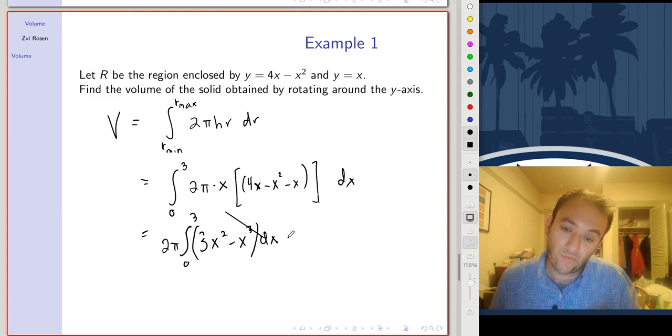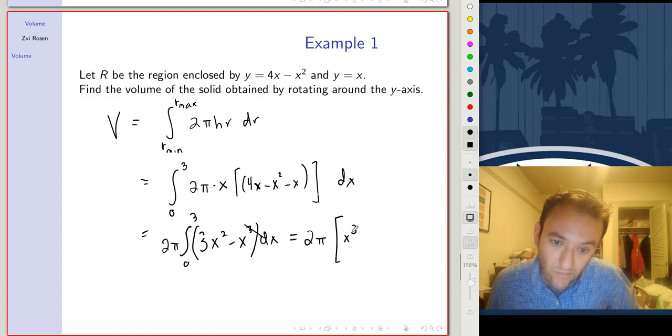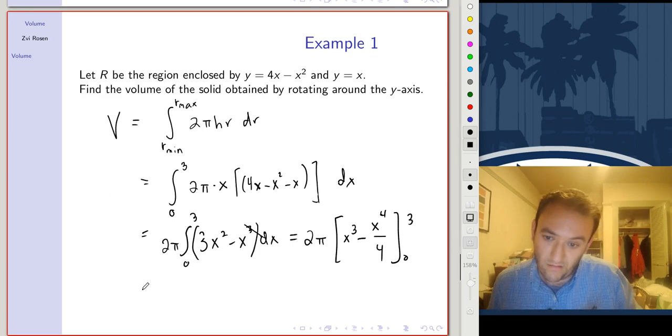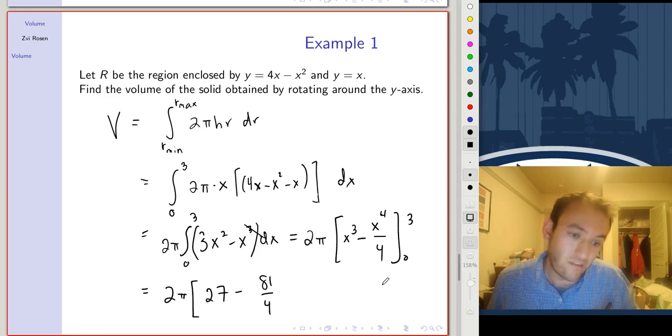3x squared minus x cubed dx. And we can apply the power rule here to obtain 2 pi times x cubed minus x to the 4th over 4 from 0 to 3, which gives 2 pi times 27 minus 81 over 4, and the evaluation at 0 gives 0, so we just have to simplify this.